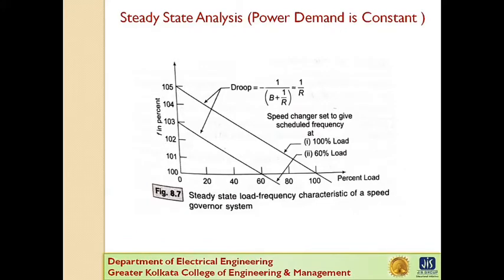Now this figure shows the steady state load frequency characteristics of a speed governing system. This picture shows two load frequency plots, one to give scheduled frequency at 100% rated load and the other to give the same frequency at 60% rated load.